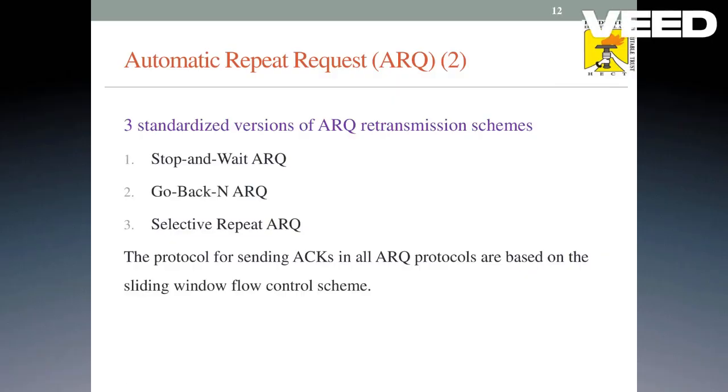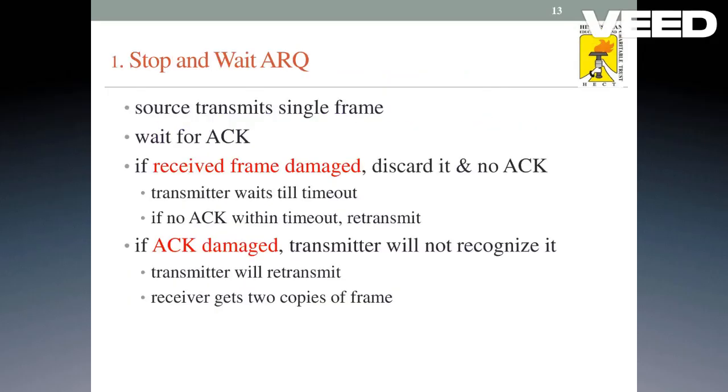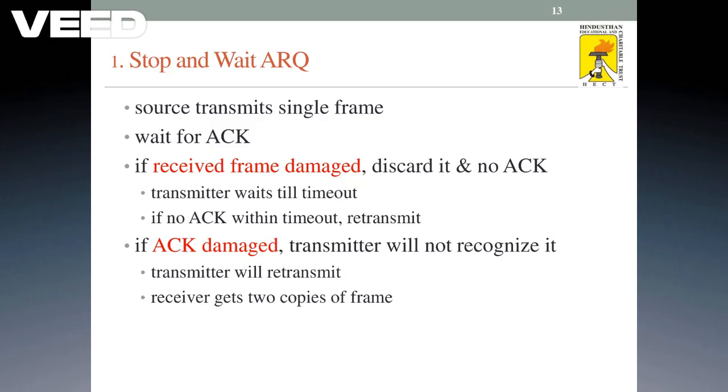With ARQ, we have three types of protocol: stop and wait ARQ, go back N ARQ, and selective repeat ARQ. In stop and wait ARQ, the source transmits a single frame to the destination and waits for an acknowledgement. If the received frame is damaged, it is discarded and no acknowledgement is transmitted. The transmitter waits till the timeout, and if no acknowledgement arrives within the timeout, it retransmits. If the acknowledgement is damaged, the transmitter recognizes it and retransmits the data.